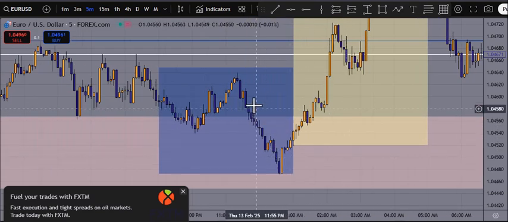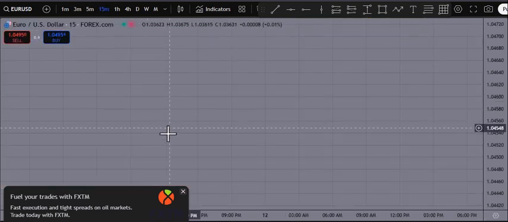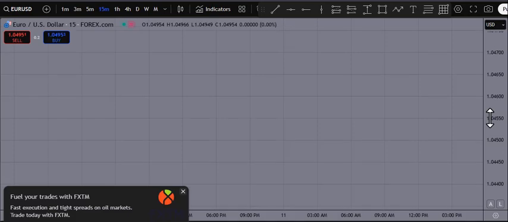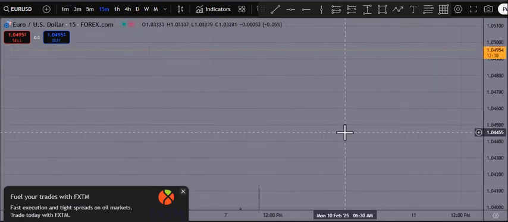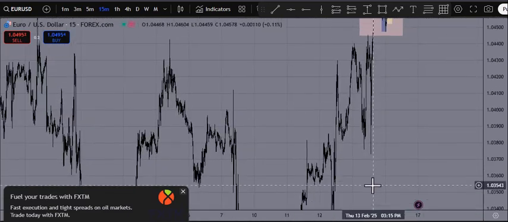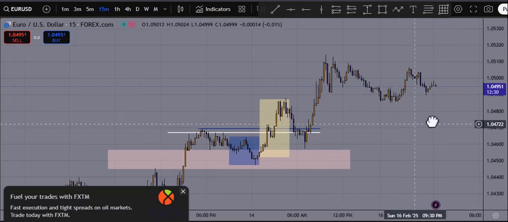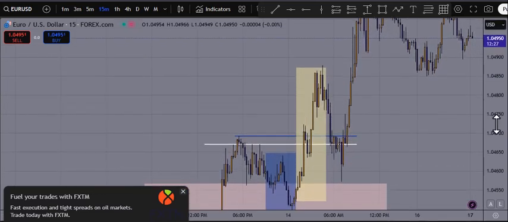But then I have a whole lot of fair value gaps here. If you can pay attention, this is a fair value gap here, one here, one here. It might not be clear to you. So most times what I simply do is go up to the next time frame. So I'm now on the 15-minute time frame. Like I said, just go one time frame ahead.